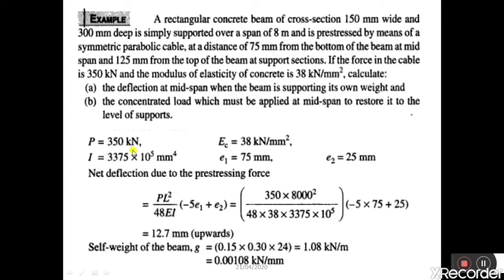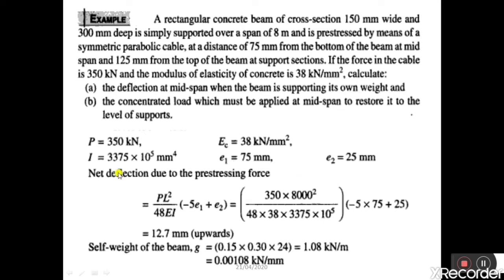So first let us consider what are the given data. P is the given pre-stressing force, it is 350 kilonewton. Moment of inertia: it is a rectangular beam of cross section 150 by 300 mm. Therefore I is equal to BD cube by 12. Young's modulus of concrete is given as 38 kilonewton per mm square. E1 is 75, E2 is 25.